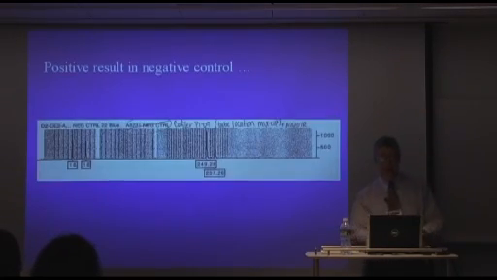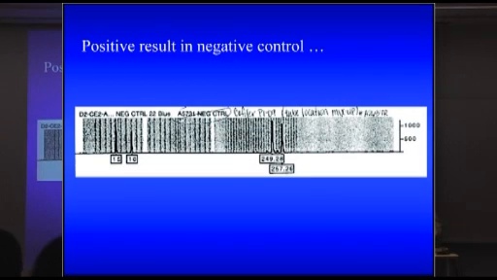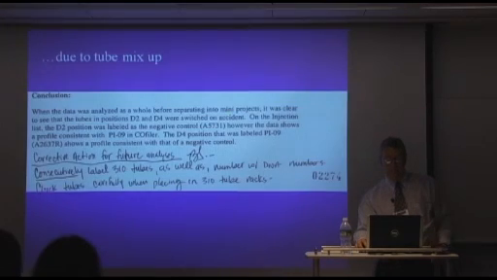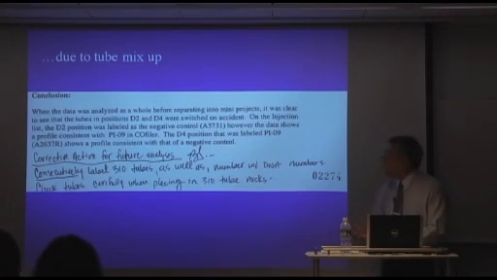All right. Positive results in a negative control. This is very, very common. Negative controls are samples that have no DNA in them supposedly, but peaks are showing up, right? Alleles are there. It's due to a mix-up of tubes. Let's see. It's clear. Tubes D2 and D4 were switched on accident.